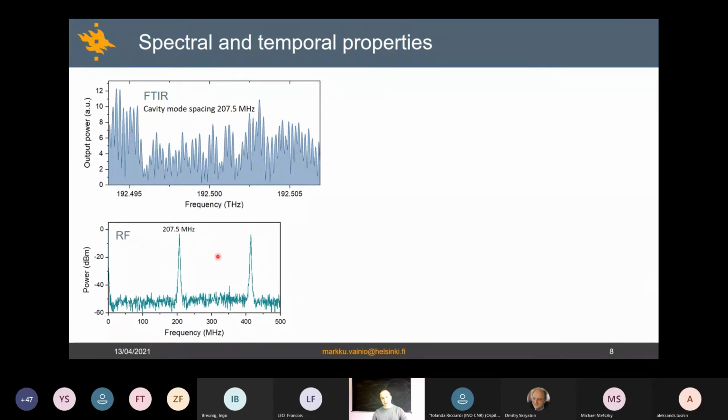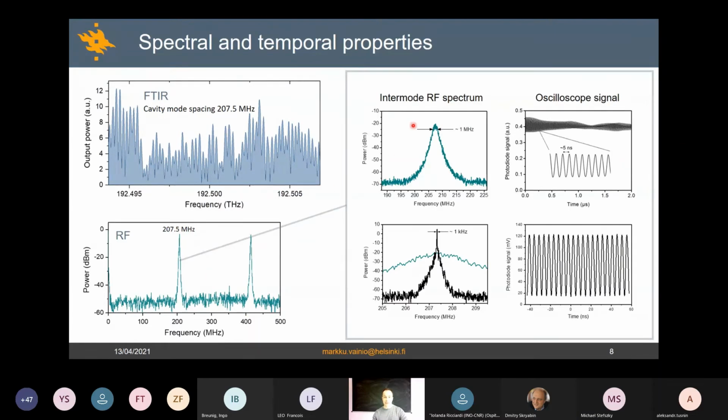And now what is more interesting is to zoom in to one of these beat notes. It can look something like this, or something like this, or something in between. In most cases, this intermode beat signal is like this, so it's actually quite broad. The -3 dB line width is about 1 megahertz. But with certain experimental conditions, we see significant narrowing of these beat notes down to the kilohertz level or even below. And here I have also plotted the first case for reference, so it's really quite a drastic change.